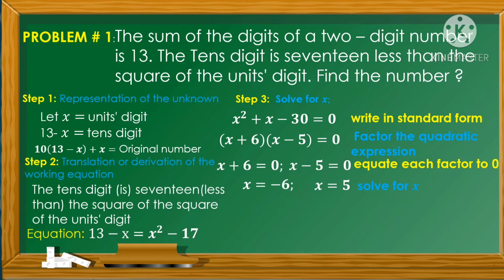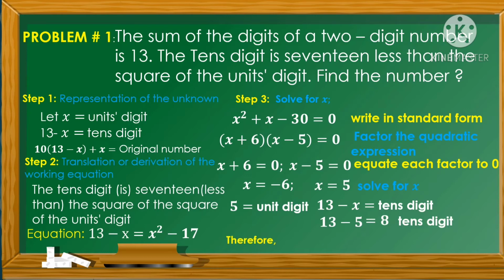So we will take now the 5 as the units digit. So yung tens naman niya is represented by 13 minus x. So papalitan natin si x ng 5. So magiging 13 minus 5, which is equal to 8. So ito ngayon yung tens digit. Okay? So therefore, the number is 85. So 8 times 10 is 80 plus 5. So 85. So 85 now is the number that we are looking for.